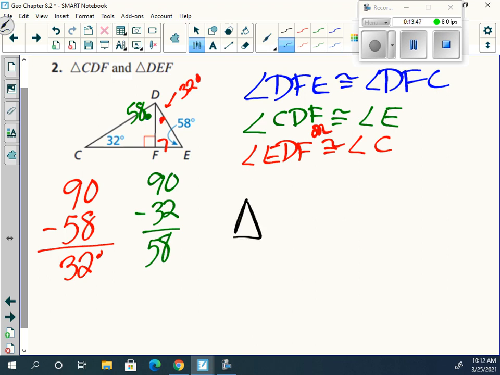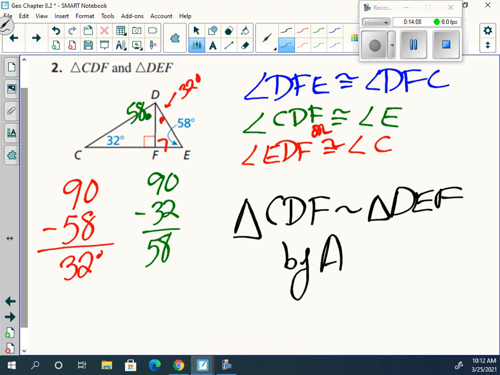Now, it gave us the statements, didn't it? Triangle CDF is similar to triangle DEF. By what? Angle similarity. Now, you always want to make sure to double check these when they give you the statements already, that they might line up.